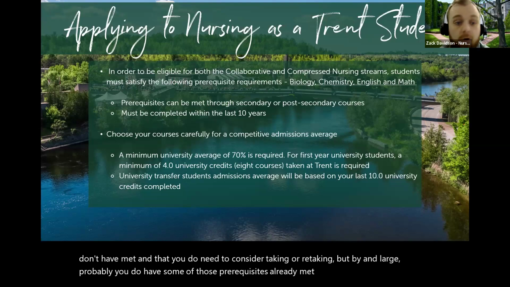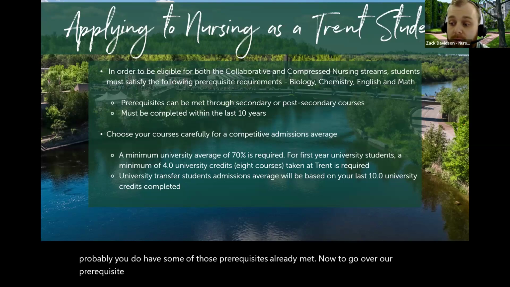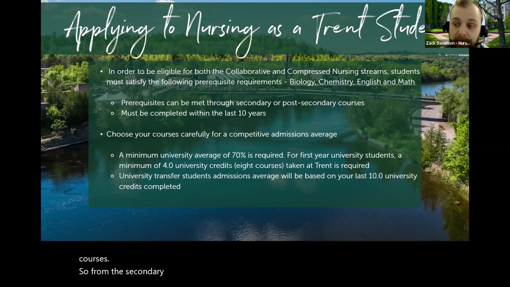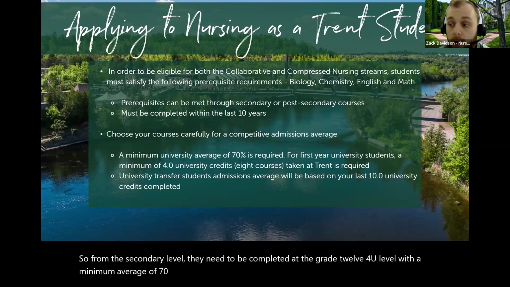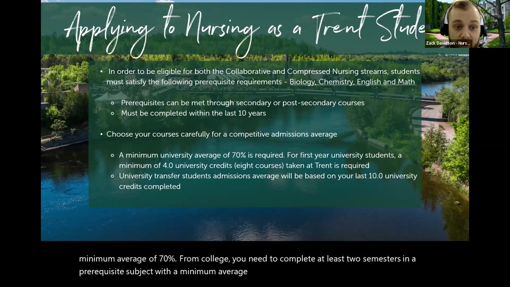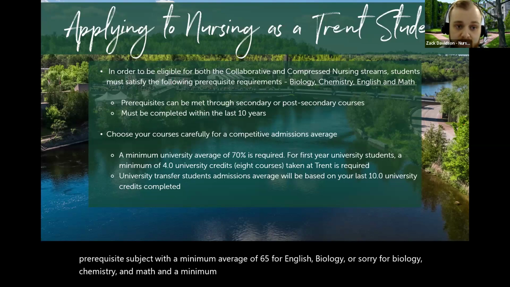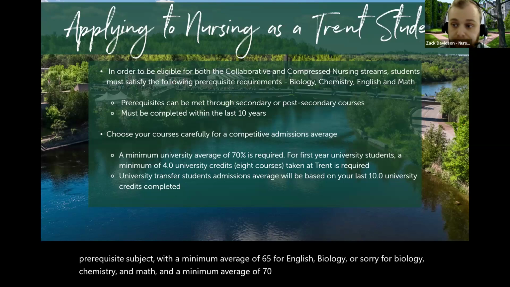Now, to go over our prerequisite requirements, prerequisites can be met through secondary or post-secondary courses. So from the secondary level, they need to be completed at the grade 12 4U level with a minimum average of 70%. From college, you need to complete at least 2 semesters in a prerequisite subject with a minimum average of 65 for biology, chemistry, and math, and a minimum average of 70% for English.